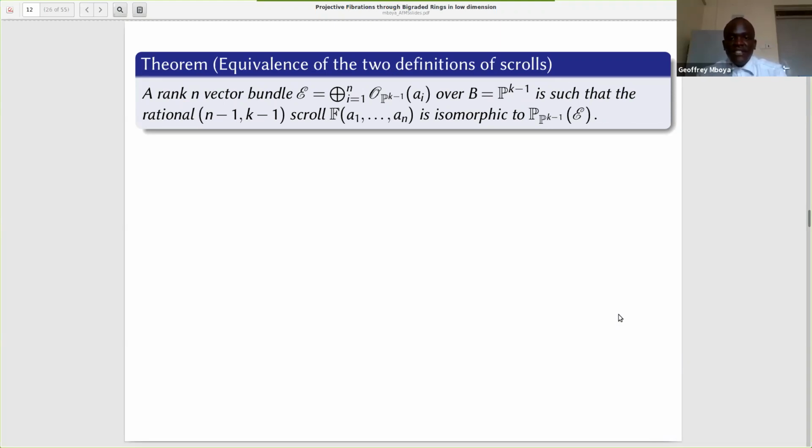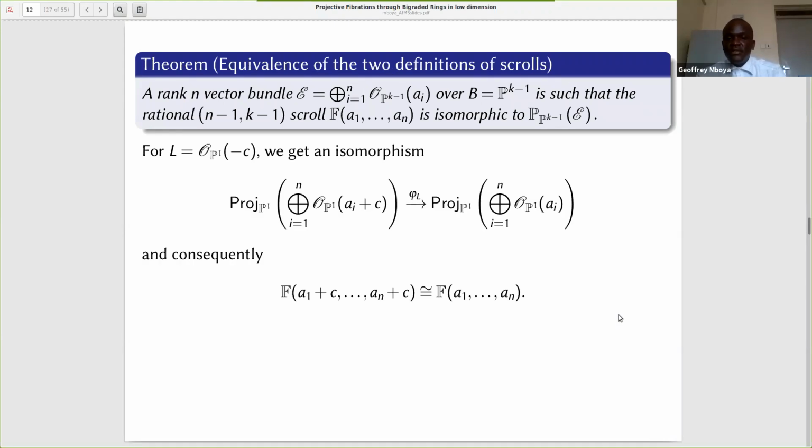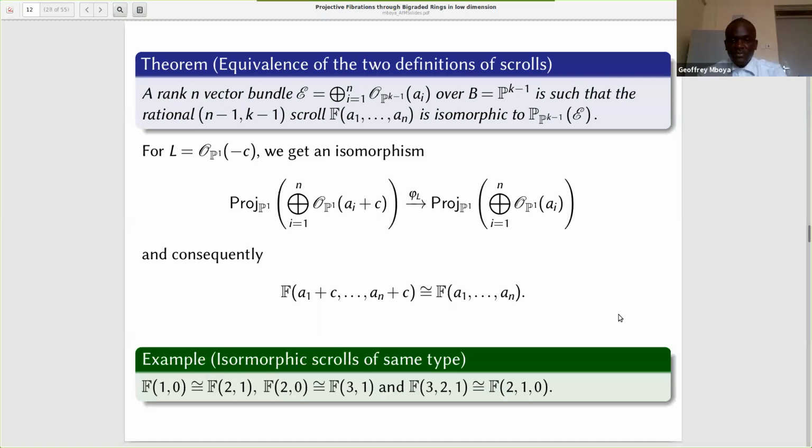A general fact is that if we change the basis, say if you take line bundles over P1 with the weights AI plus C, then the Proj is going to be isomorphic to the Proj when we take the line bundles sum with weights AIs. So by consequence of the equivalence of the definition, we see that scrolls by subtracting or adding some constant on all the weights AI gives us the same scroll. An example is say surface scroll F10 is isomorphic to 2,1, F20 is isomorphic to 3,1, and so on and so forth.